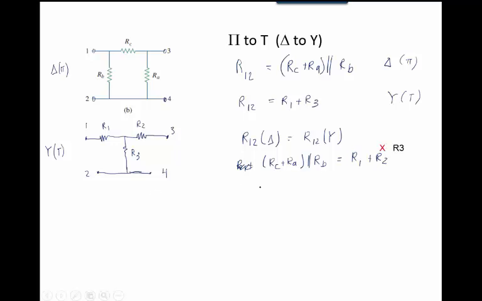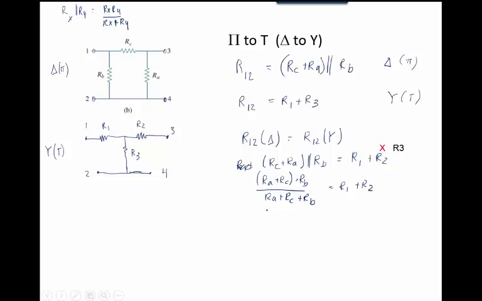This plus this in parallel with this, I'm going to use the fact that if I have two resistors in parallel with each other, RX parallel with RY equals RX RY over RX plus RY. That's the parallel relationship. So I can go ahead and do that. RA plus RC, put it in order, times RB, over RA plus RC plus RB, equals R1 plus R2.